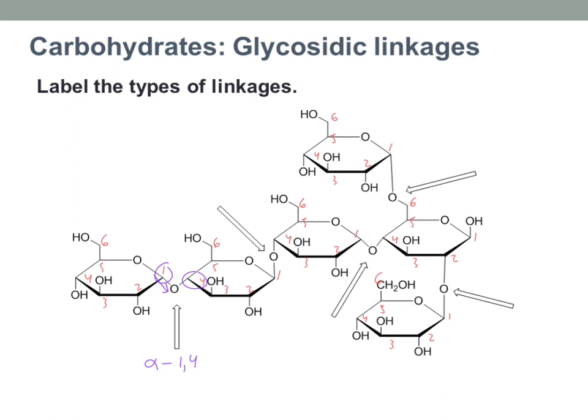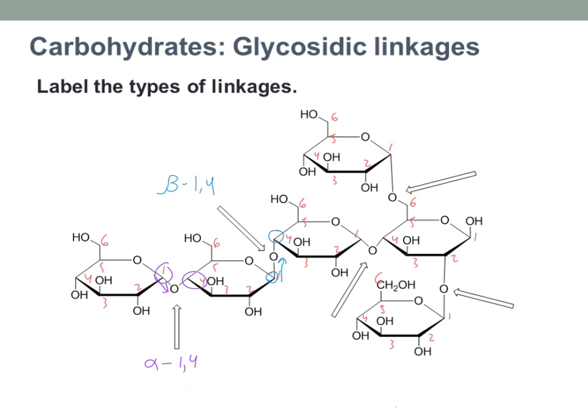If I go to this second one here at carbon number 1, it looks like my oxygen at carbon number 1 is moving up, and it's connecting carbon number 4. So if it's moving up, then that's a beta, right? That's the beta anomer, that's the beta form of glucose. And it's connecting carbons 1 and 4, so that'd be a beta 1,4 linkage right there.